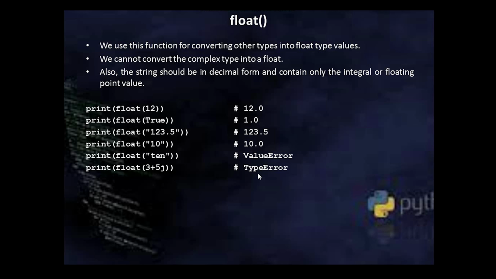Similarly, if I'm trying to convert 3.3 plus 5j, which is a complex value, here it doesn't give a value error, it is a type error because it is illegal to convert a complex to float. Then we'll see the complex function, conversion of any other data type to complex type.